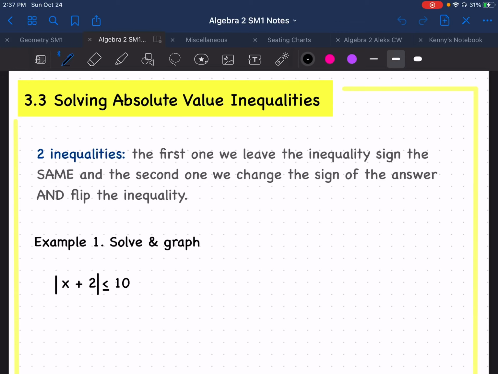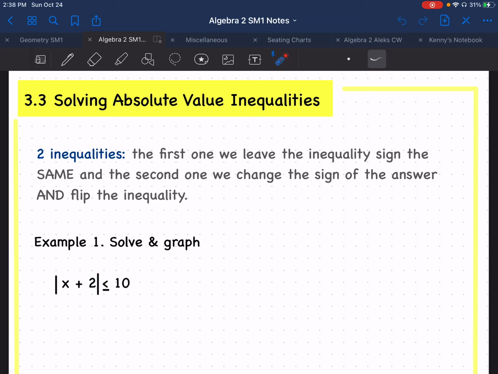Today's lesson is 3.3, Solving Absolute Value Inequalities. When we solve an absolute value inequality, it is very similar to solving an absolute value equation. We do end up with two inequalities. The first one, we leave the inequality sign the same. So if you look down here at example 1, we would leave it the same.